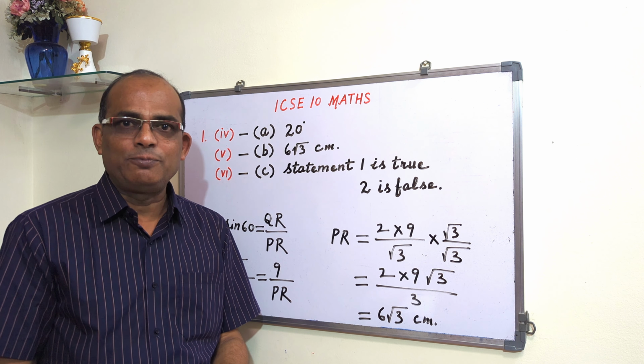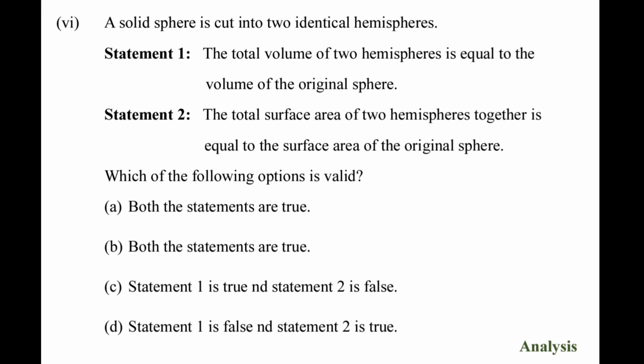Next, the sixth sub question is, a solid sphere is cut into two identical hemispheres. Statement 1, the total volume of two hemispheres is equal to the volume of the original sphere. Statement 2, the total surface area of the two hemispheres together is equal to the surface area of the original sphere. Which of the following is valid? A, both the statements are true. B, both the statements are false. C, statement 1 is true and statement 2 is false. D, statement 1 is false and statement 2 is true.